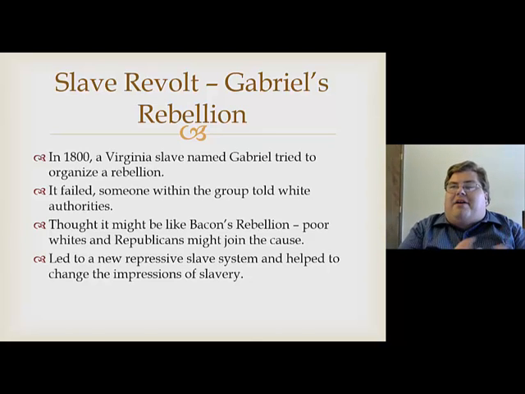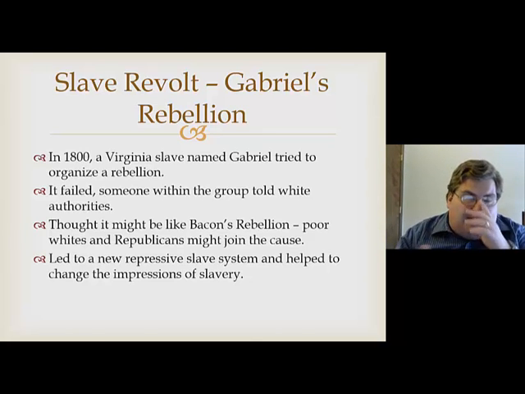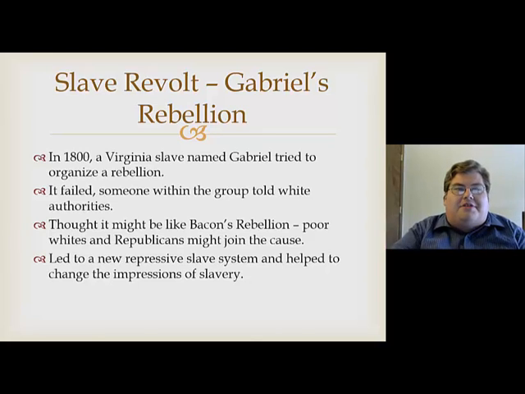Now, the thing is, this rebellion never actually takes off. He's discovered. Another slave from another plantation tells his master, who then sends a note to James Monroe, the governor of Virginia, who then mobilizes the militia, who then captures Gabriel. Gabriel will then be executed along with 23 other slaves. But what comes out of this are two things. One, we see a new repressive slave system.